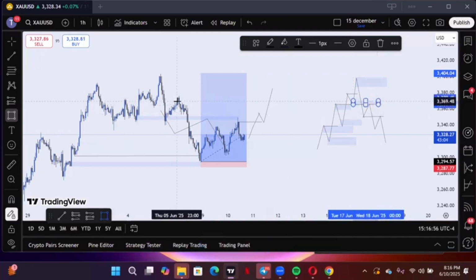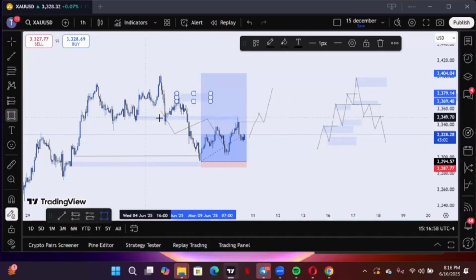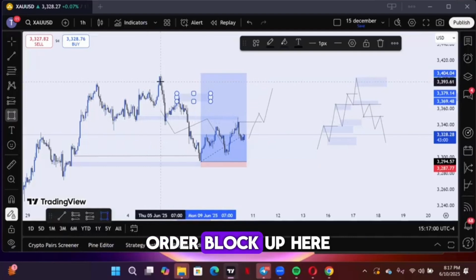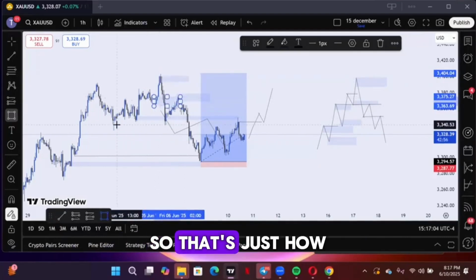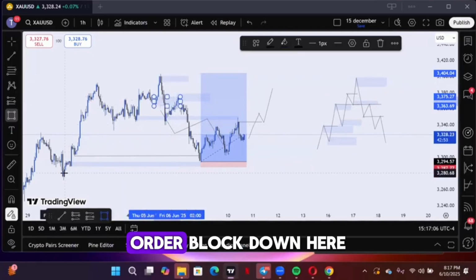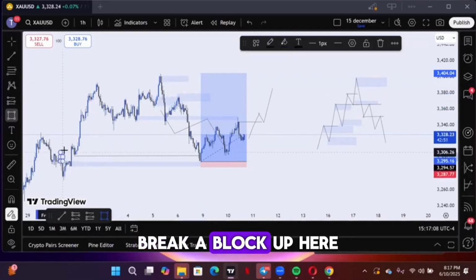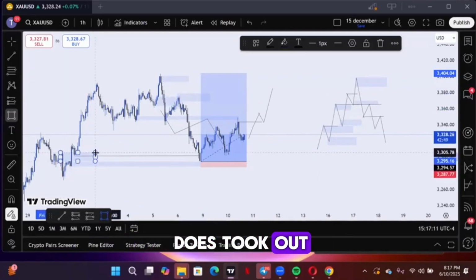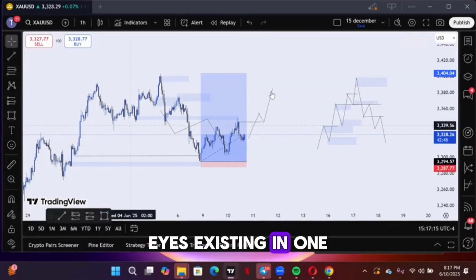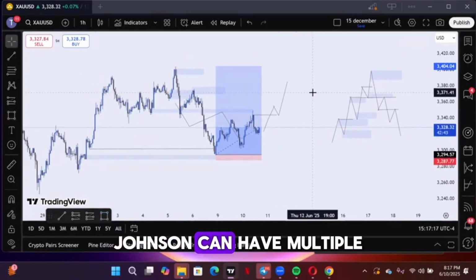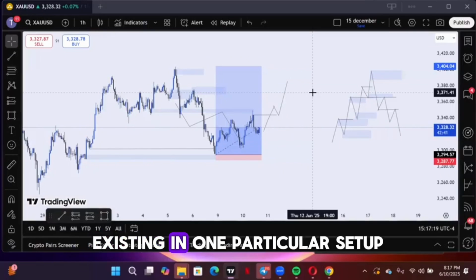So that's just how it is. Order block up here, breaker block down here, this zone that the market broke. Order block up here, breaker block down here. Order block down here, breaker block up here, the zone that the market just took out. So that's just it. Now you can have multiple POIs existing in one particular setup. Do you understand? You can have multiple points of interest existing in one particular setup.